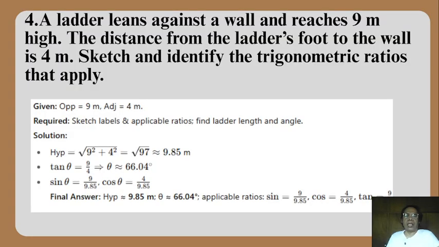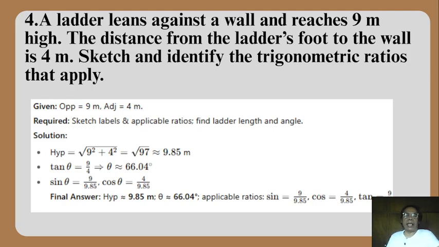So tangent theta is equal to opposite over adjacent. Opposite is 9, adjacent is 4. We can then get the value of the angle theta by obtaining the arctangent of the value 9 over 4. And the answer is 66.04 degrees.